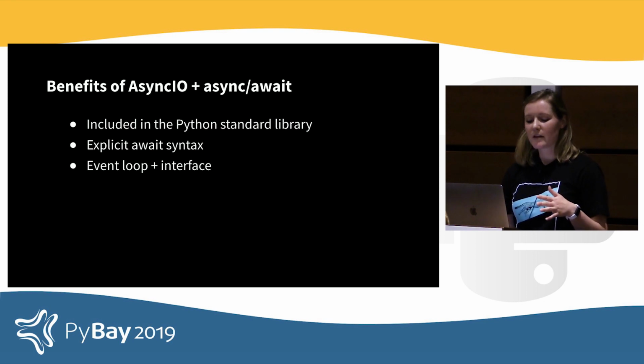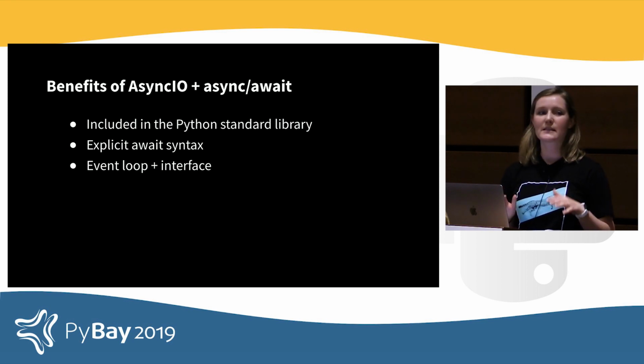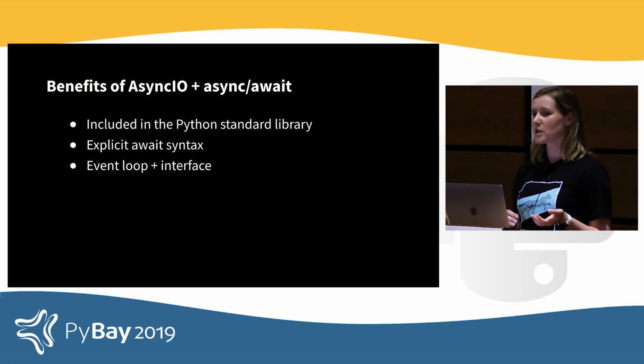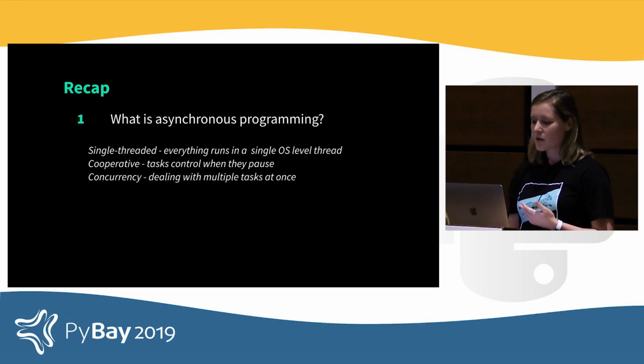And while all of this feels fancy, it's just another implementation of concurrency. And it's important to remember that Async IO uses the same things under the hood as our generator example. It uses cooperative functions and an event loop. So, to recap, what is asynchronous programming? It is single-threaded, where everything runs in a single OS-level thread. It's cooperative. Tasks can control when they pause, and the OS cannot interrupt them. It is concurrency, where we're dealing with and making progress on multiple tasks.